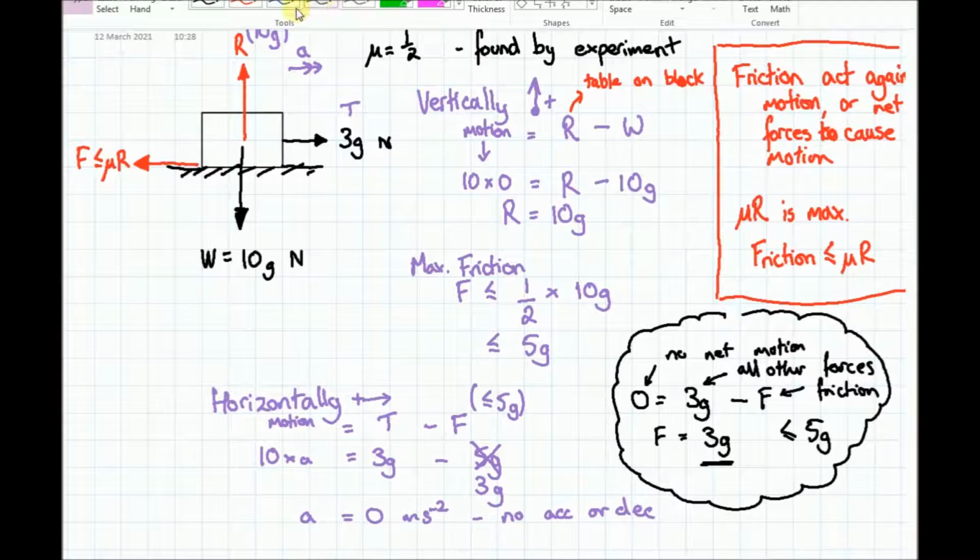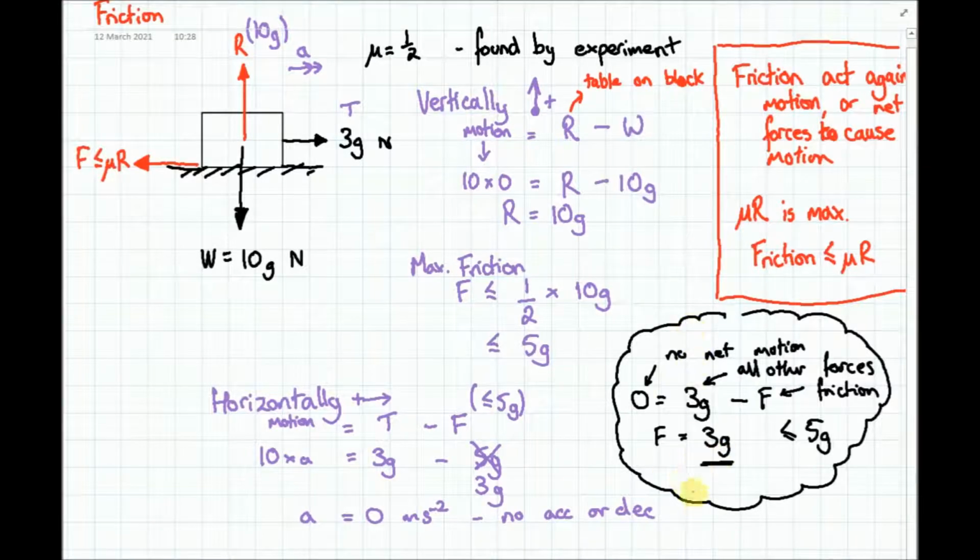So this is a clarity that I need to make in the lesson. So if moving, F would equal 5G. If stationary, this is the maximum. Okay, so we can generate an acceleration from it.